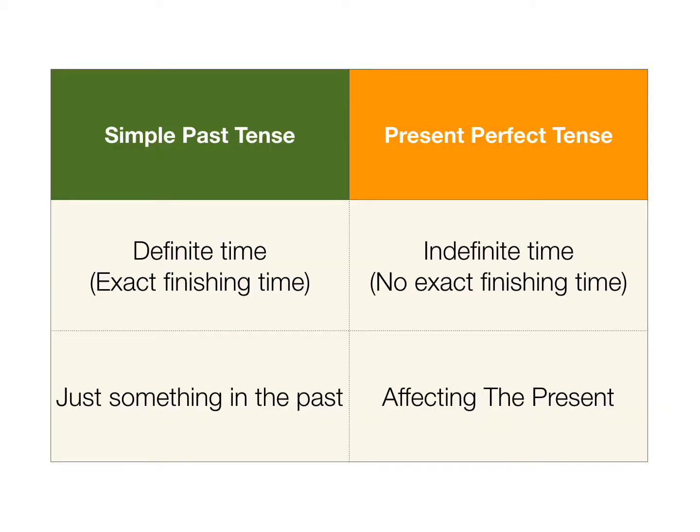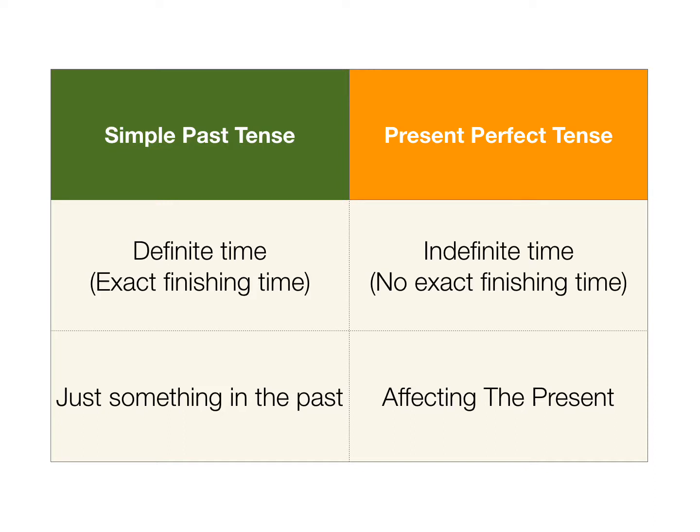So remember one more time, simple past tense, if you see an exact finishing time, I did my homework last night. I sold the car 2 weeks ago. So it's something that is exact when you did that action. And nothing that is related to the present. It was just something in the past. Then we'll use simple past tense.